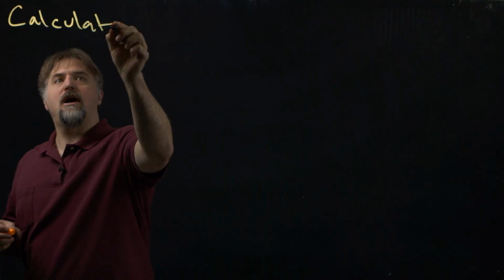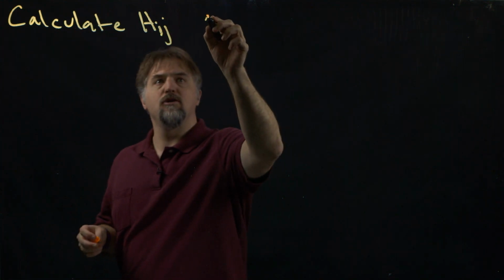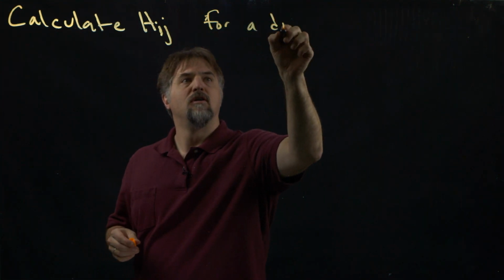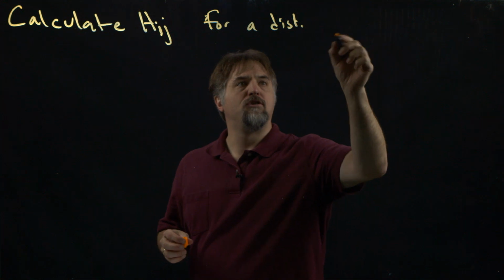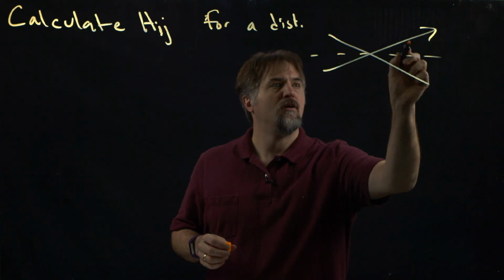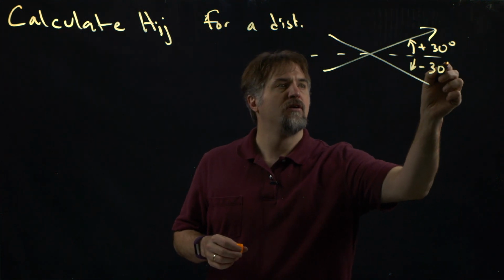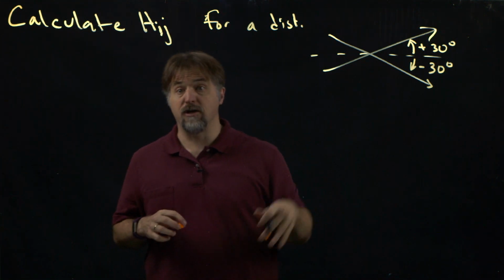So welcome back. And our problem for today is using the HGO model. I picked that because it's a nice one and it has a fairly easy sort of internal calculation. And what we want to do is calculate Hij for a distribution with two fibers, one at plus 30 degrees and one at minus 30 degrees, and those two populations are equally likely.